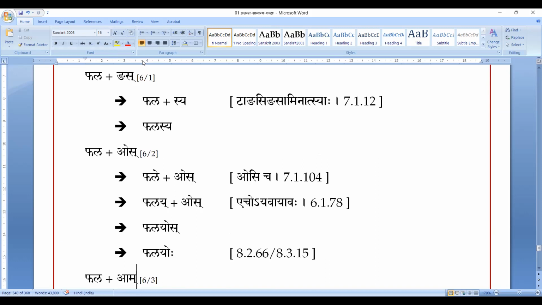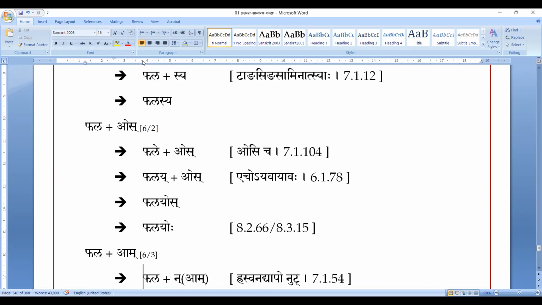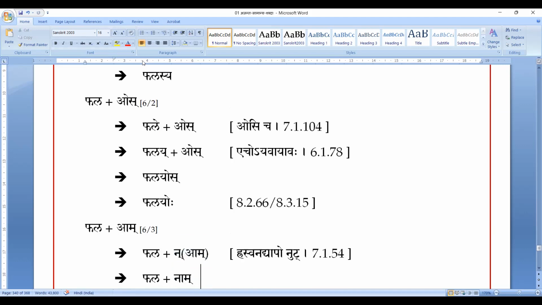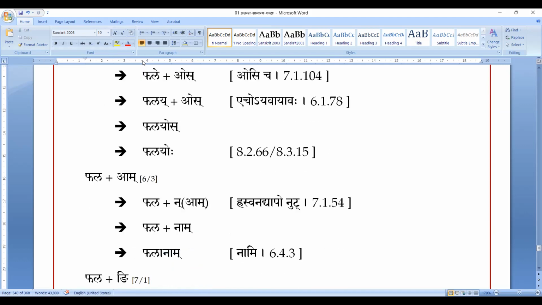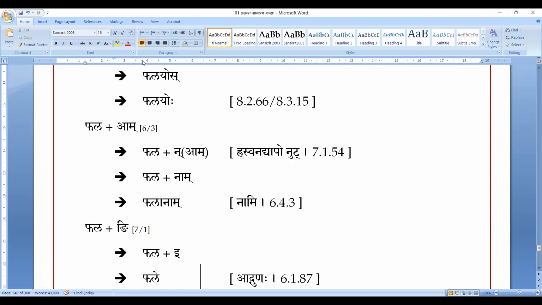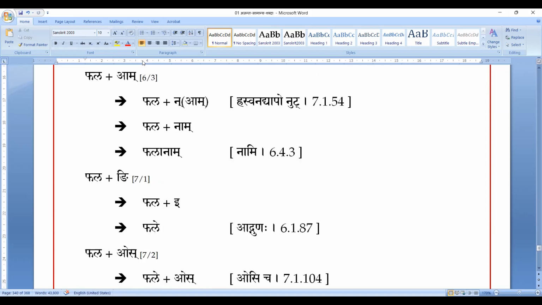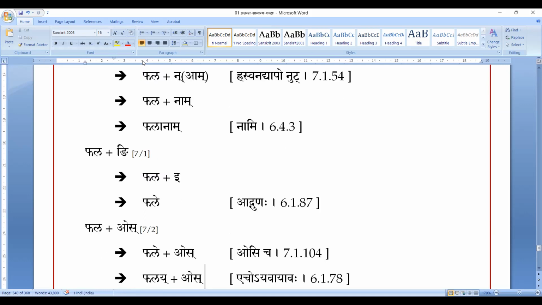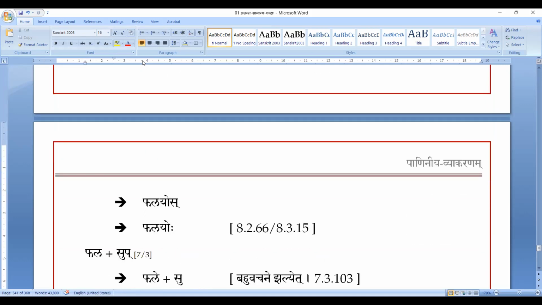The number is 7154. So you get after that Nami. No. So you get Palana. Pala plus Ni. Odd guna only. Just it is E, Pale, Adgunaha. Pale plus Os, same as before. Osicha, then Ayavadi, Sandhi. Then Palayoho, then Pala plus Su.